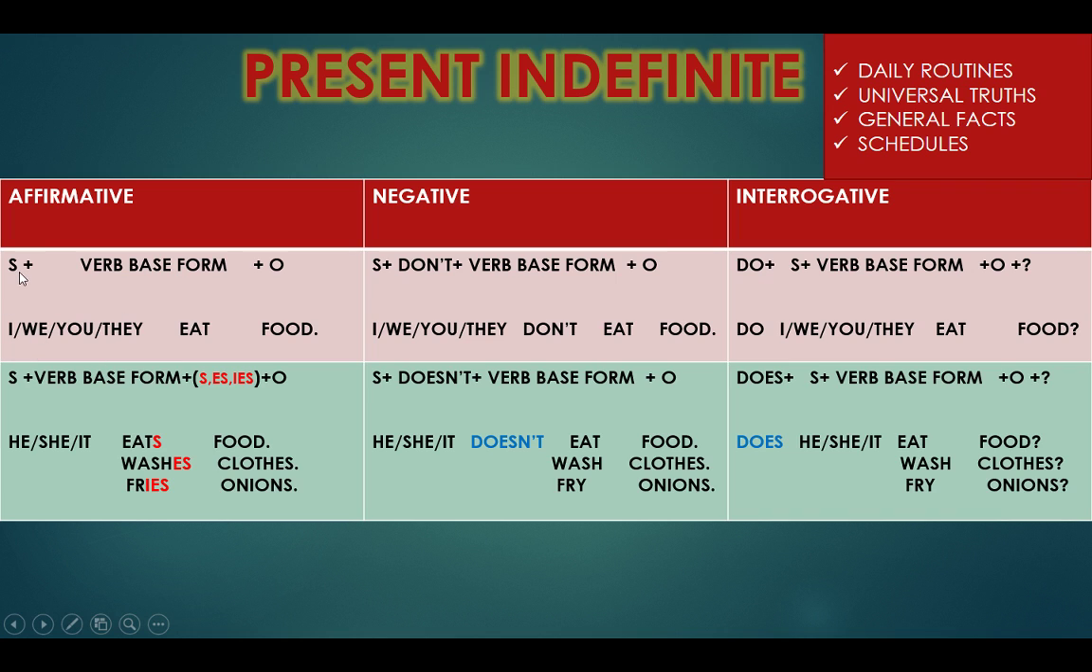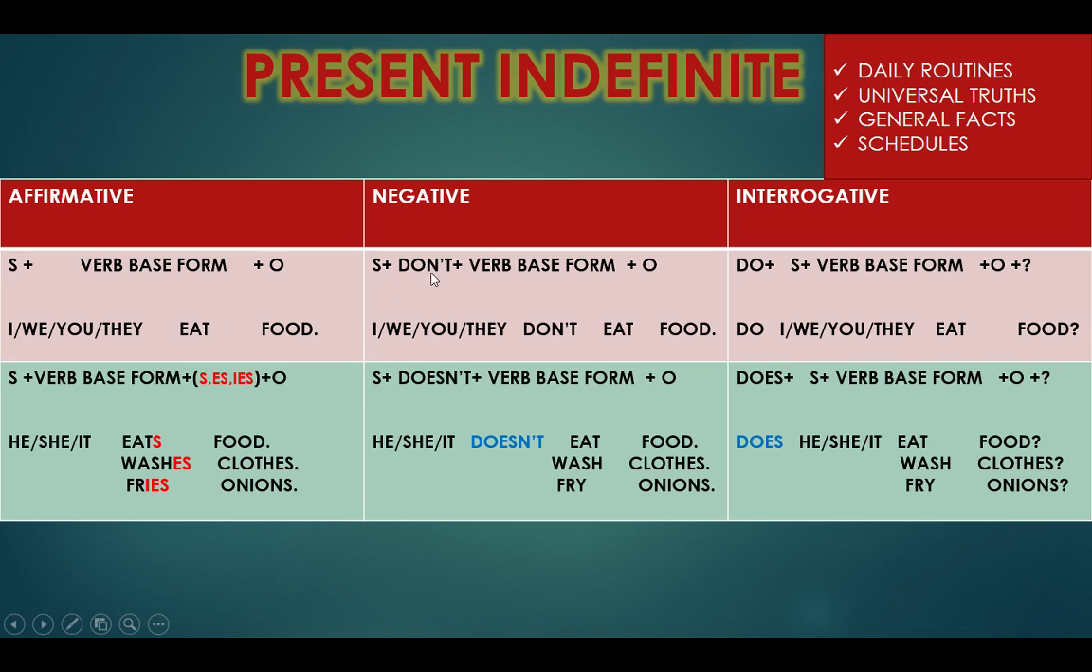The first category uses subject, verb base form. Another thing: if you don't know what the base form of a verb is, or what the first form is, watch another video of mine after this one. Not now, just listen to this one. We use subject, base form of verb, and object. For example, I, we, you, they eat food. Eat, and food. No changes here at all.